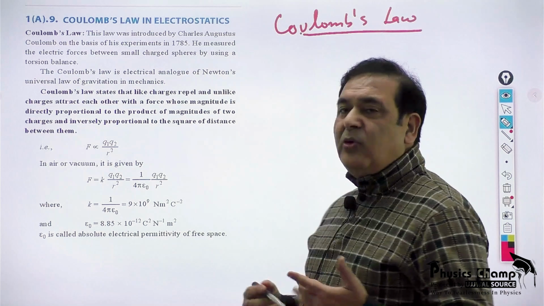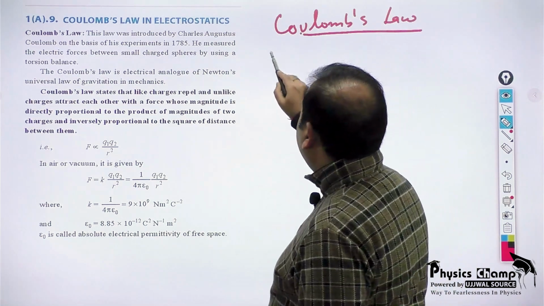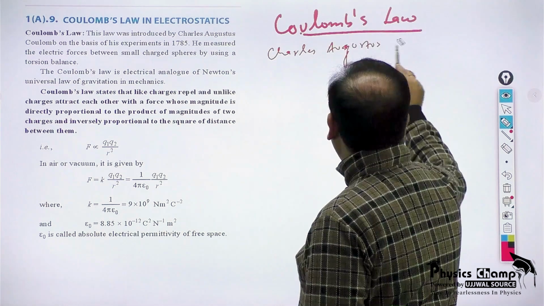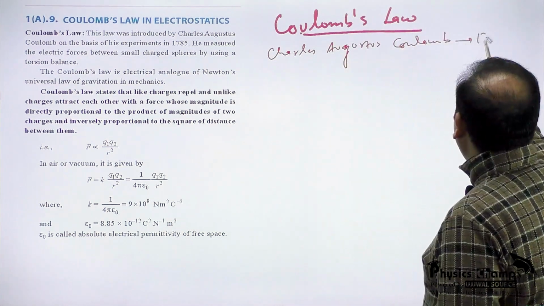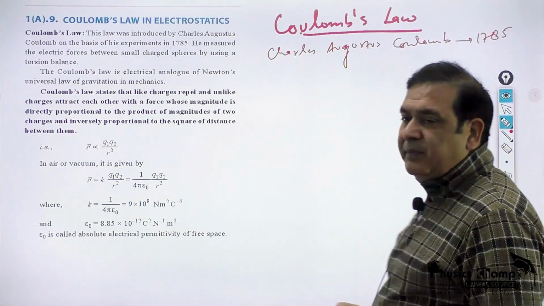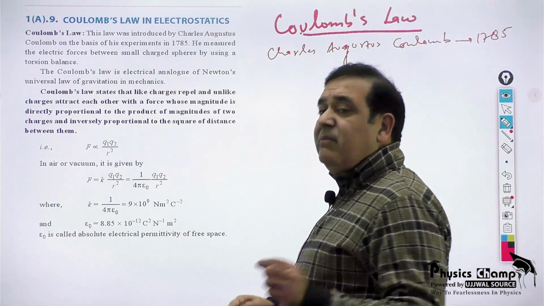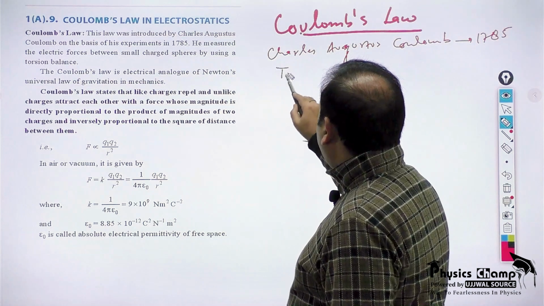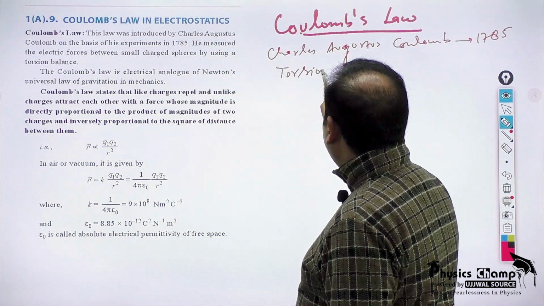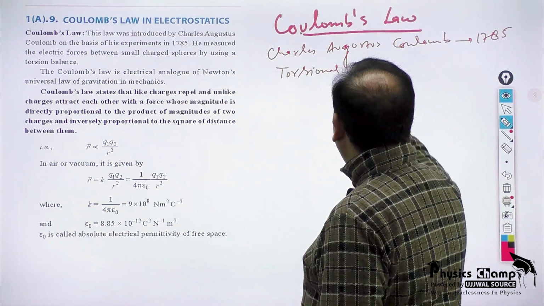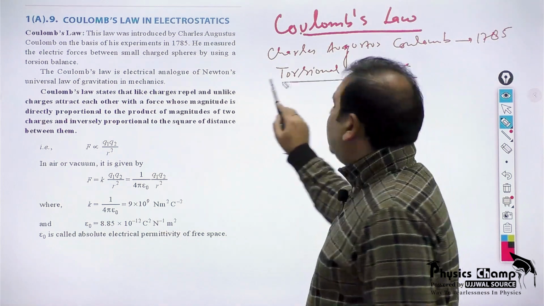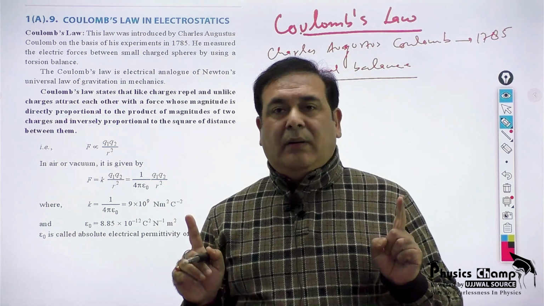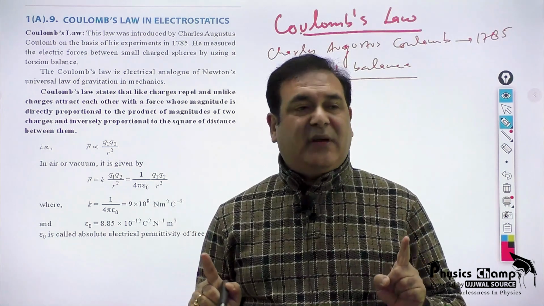This Coulomb's law was developed by Charles Augustus Coulomb in 1785, when he measured force between 2 point charges using his arrangement of torsional balance. So in his experimental setup of torsional balance, he measured force between 2 point charges.